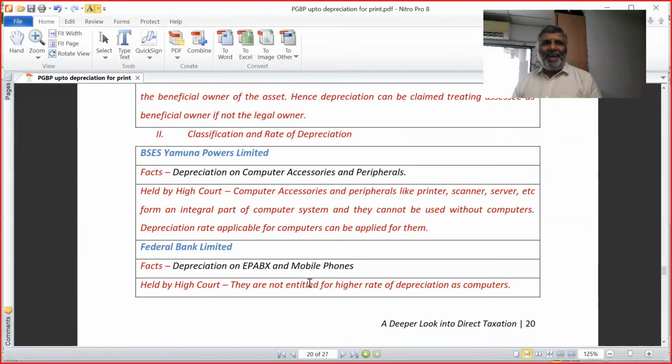But they are saying 40. What is the rate you are claiming for mobile phone? Why 15? That is also computer. That is also a software.